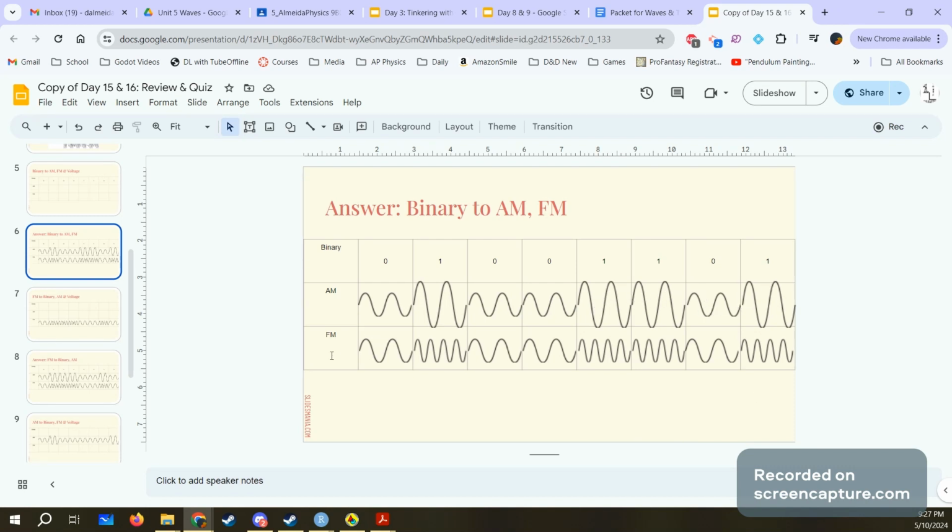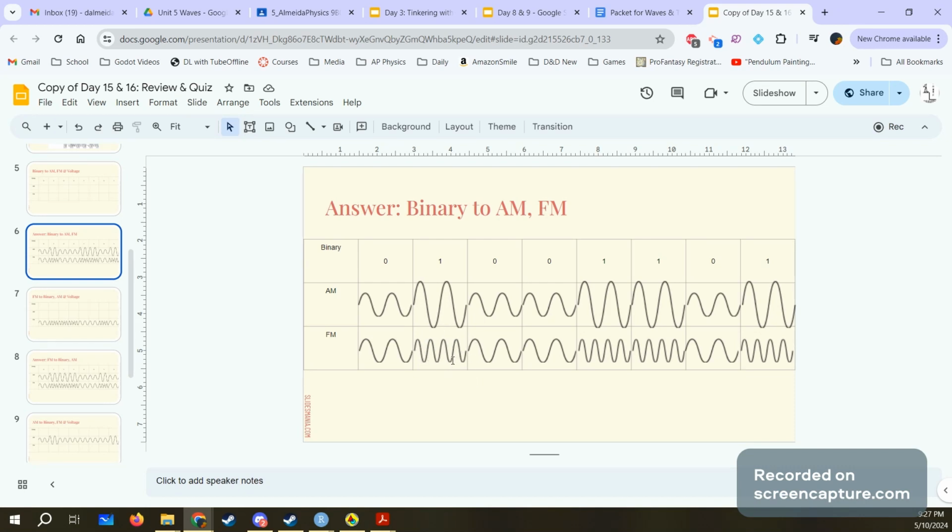For FM, notice that they're all the same height. They're all the same amplitude. Because for frequency modulation, the only thing we're messing around with is the frequency of the wave. 0 is your normal, and then 1 is a higher frequency, which means a smaller wavelength. Remember the inversely proportional relationship. Frequency goes up, wavelength goes down.